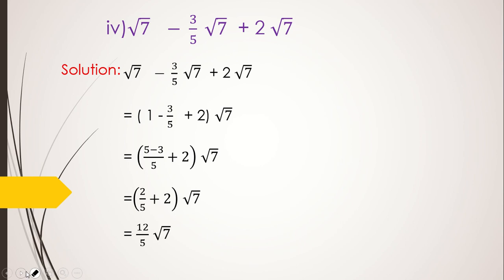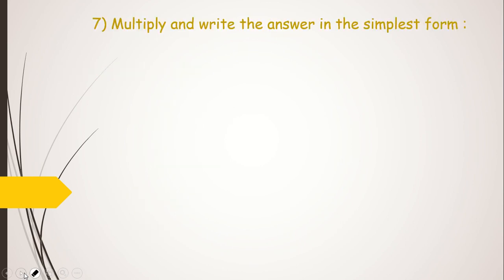(12 upon 5 root 7). Okay, so that was about addition and subtraction. Now let's see how we do the multiplication. Multiply and write the answer in the simplest form.